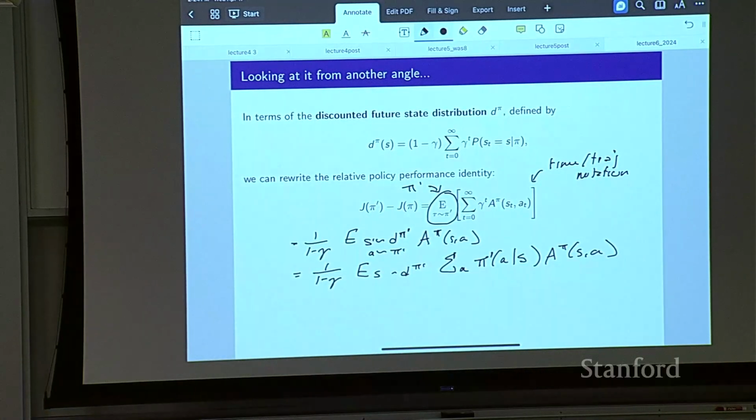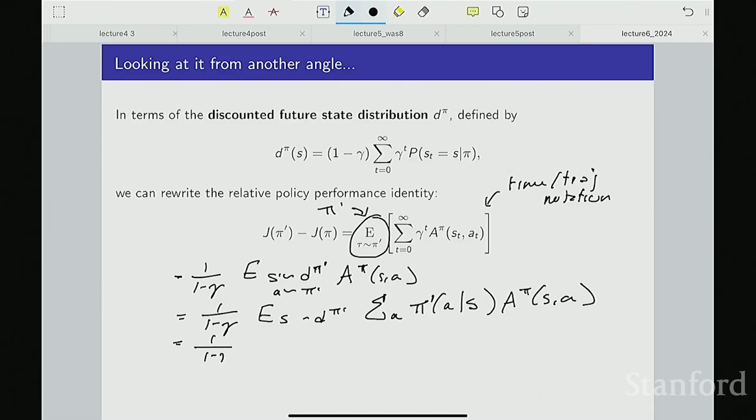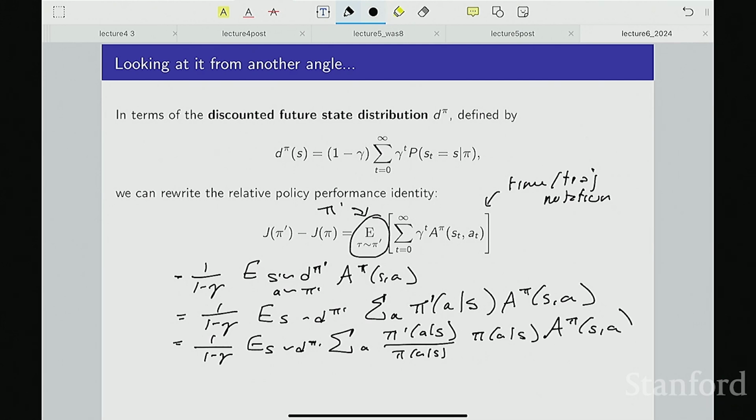Now the key thing we're going to try to do is get to a point where we only need data from pi. The first thing we're going to do is rewrite this by multiplying and dividing by the same thing: pi prime of a given s divided by pi of a given s, times pi of a given s. I have not done anything except multiply and divide by the same thing. Why did I do that? Well, I know how to get samples from this. I have samples from this. This is from my old data, from the actual policy that I took before. So I can write this as 1 over 1 minus gamma, the expectation of s according to d pi prime, and then the expectation over a sampled according to pi, not pi prime, of my reweighted advantages.